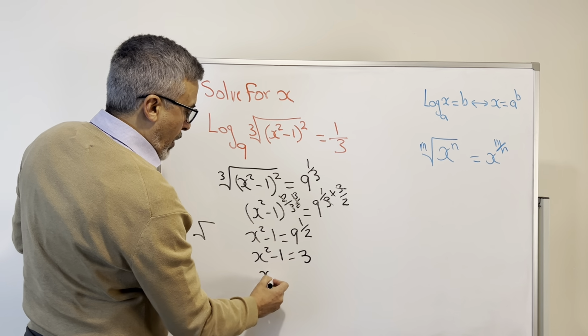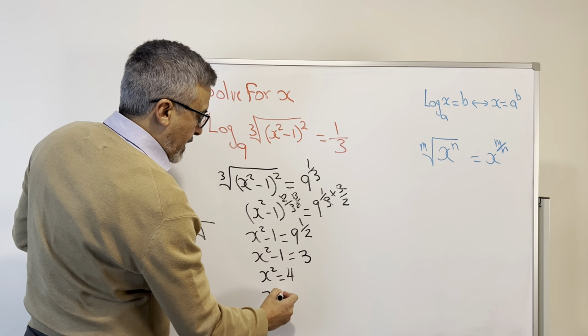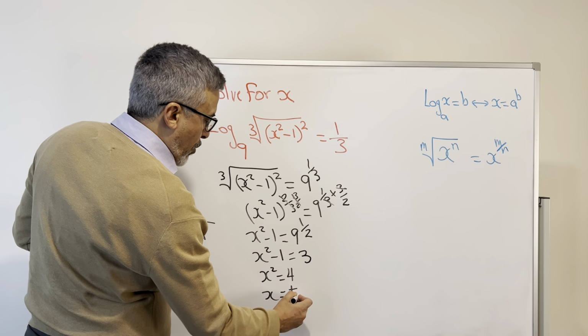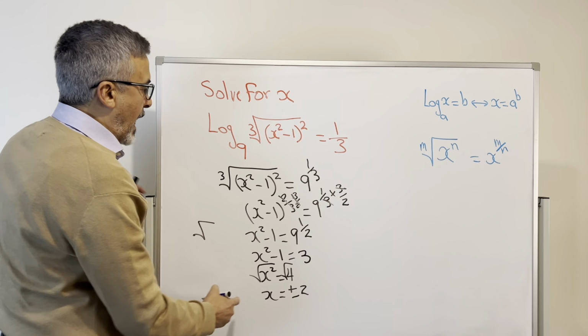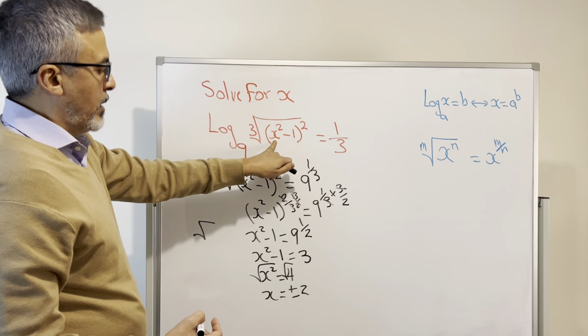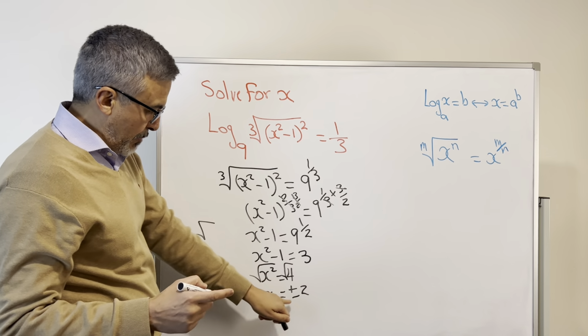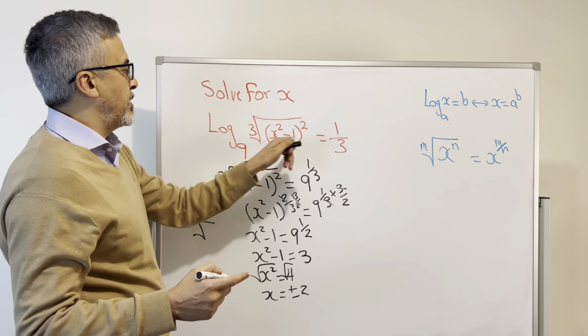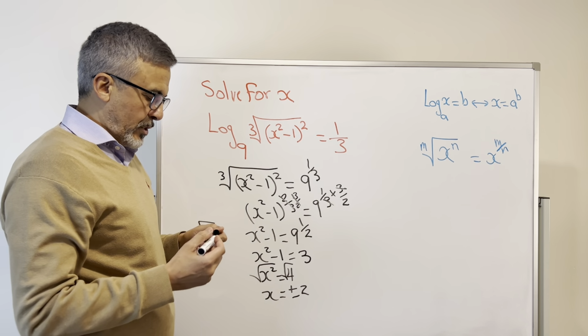Now x squared equals 4, and therefore x equals plus or minus 2, square rooting both sides. Now if you sub in the -2 here, you still get a positive number. And remember, we cannot log a negative number. So both numbers here will result in a positive number here, so both of these numbers will be accepted. We don't have any extraneous roots.